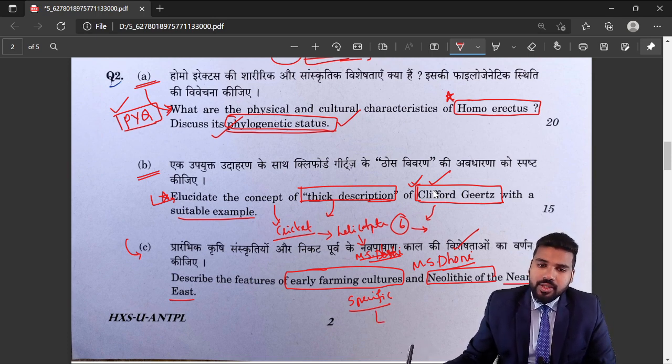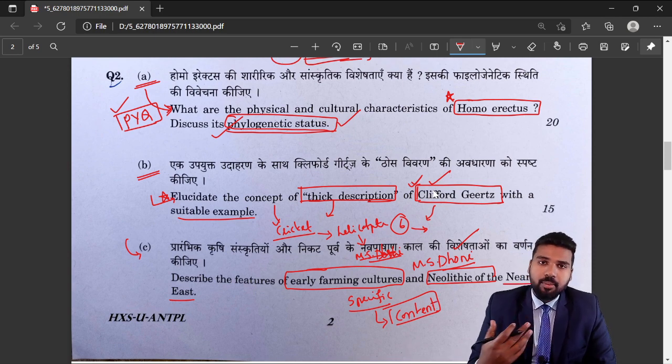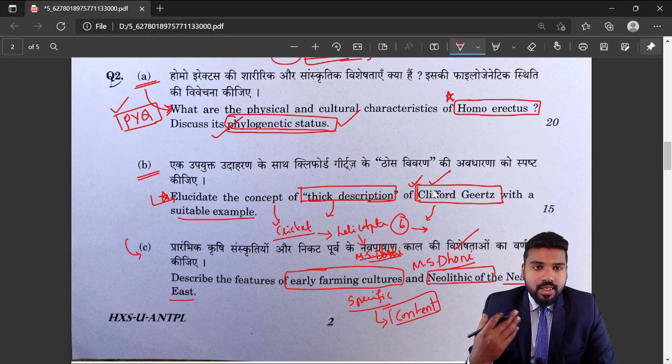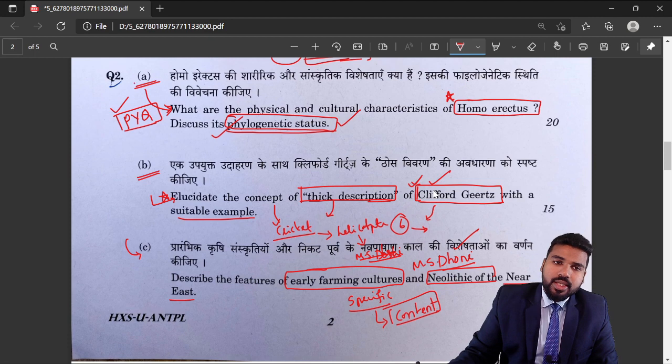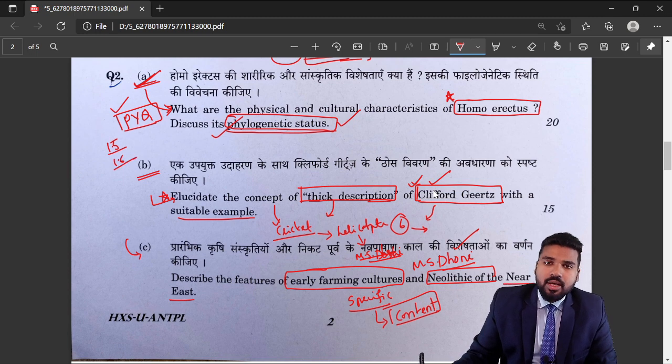So that is where your content gathering for these specific questions is going to be tricky, and presenting it well is going to impact your marks. On the whole, this question is a direct one, from your 1.5, 1.6 section.